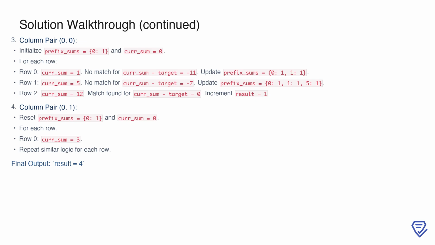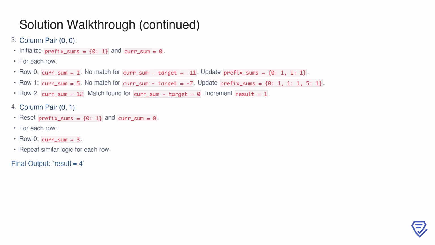For each row, we calculate the cumulative sum within this column. In row 0, the cumulative sum becomes 1. At this point, we check if the difference between the current sum and the target, which is -11, exists in the hash map. Since it does not, we update the hash map to include the new cumulative sum, resulting in 0, 1, 1, 1. In row 1, the cumulative sum becomes 5, and again, there is no match for the difference -7. The hash map is updated to 0, 1, 1, 1, 5, 1.